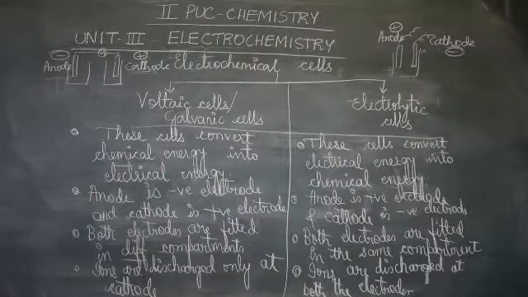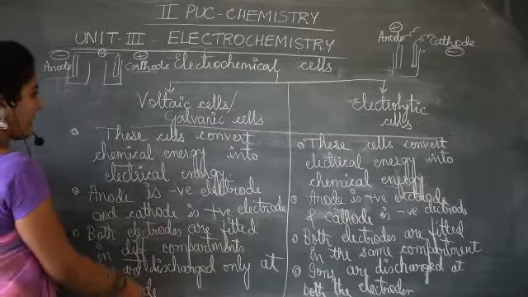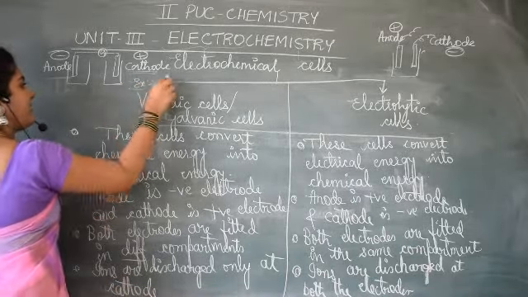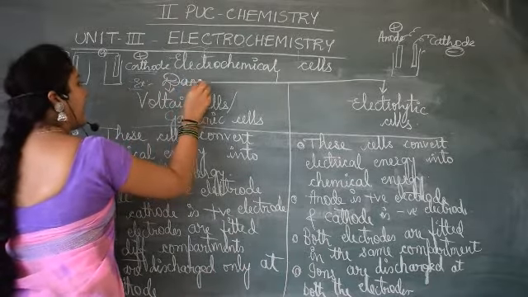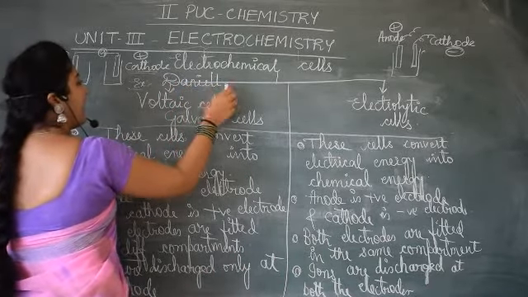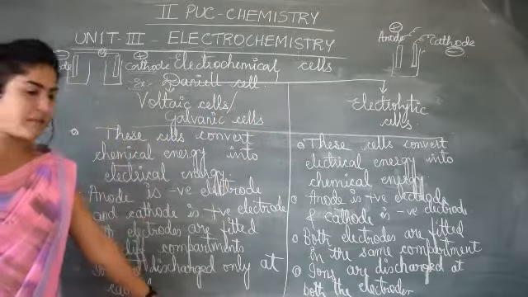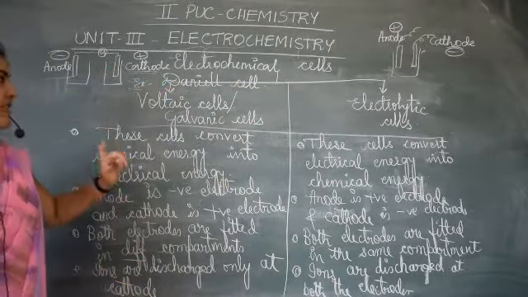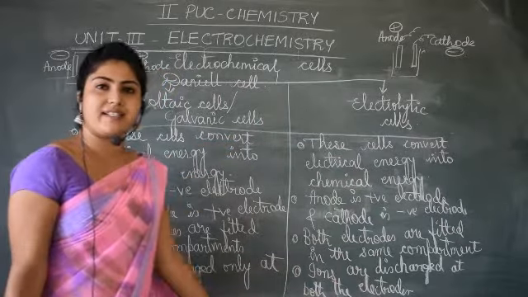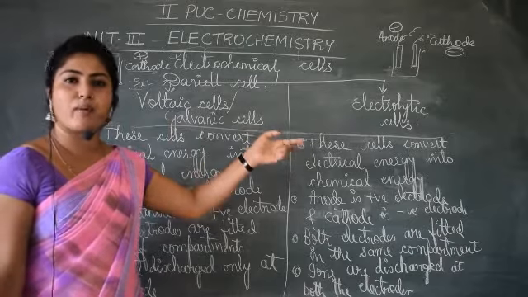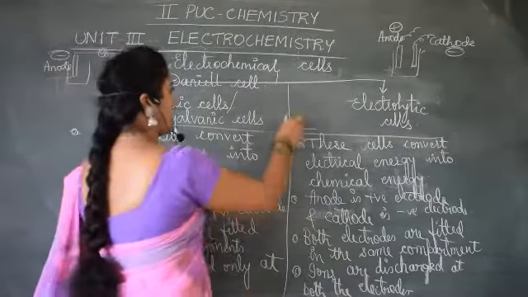Then finally you can write the example for these cells. One major example for a voltaic cell is the Daniell cell. Since I don't have space here, I have written it here. Then for an electrolytic cell, you can write the example: the cell used for the preparation of NaOH.